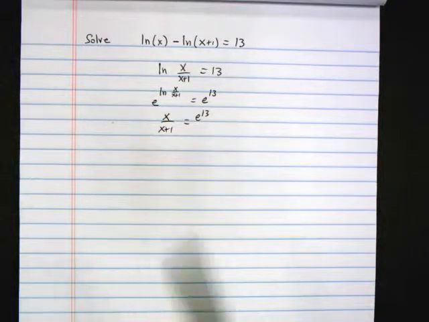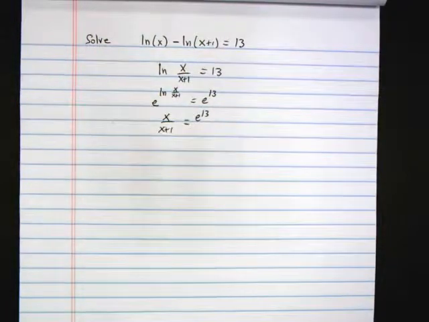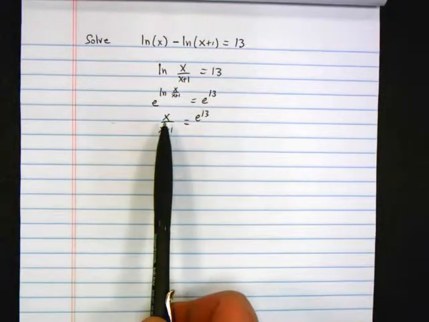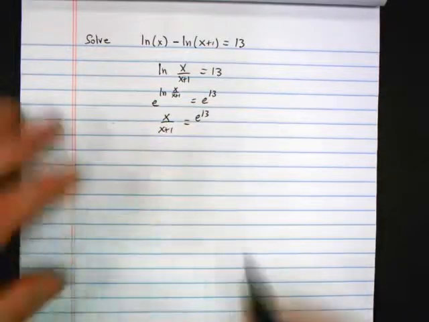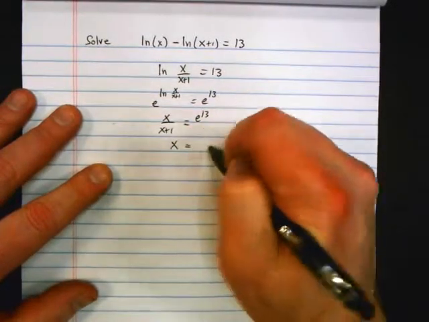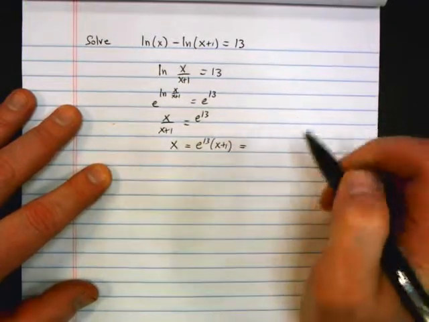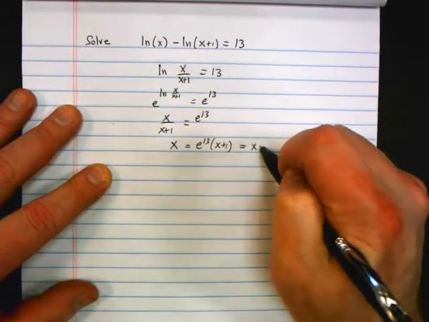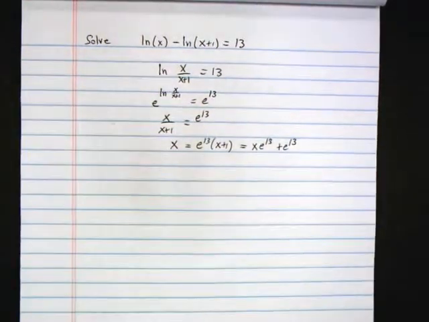Well, if I take the natural log of both sides, I'm going to be right back to where I started. I could do that, but I don't want to. That's going backward. I think what I want to do is get rid of this fraction. So I'm going to multiply both sides by x plus 1. So I'm going to have x equals e to the 13 times x plus 1, which I'm going to write as x e to the 13 plus e to the 13. I'm going to distribute that e to the 13 through.